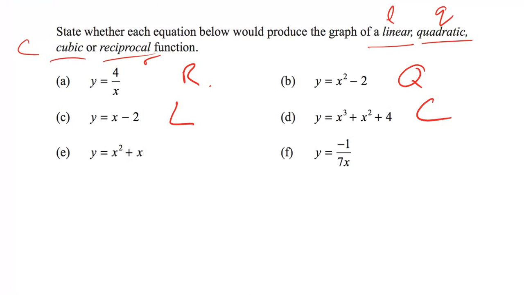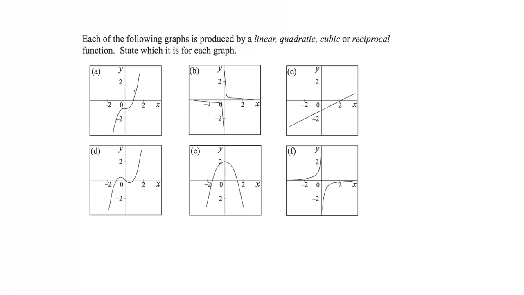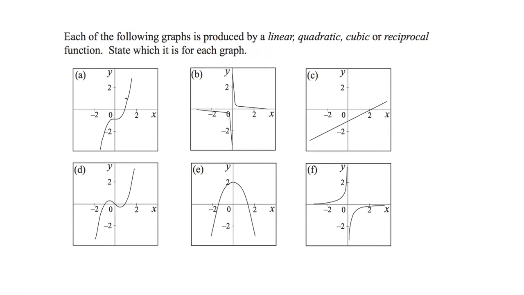D is a cubic function. E is a quadratic function. And F is a reciprocal function. So hopefully you can classify these yourselves. Let's move on and see if we can try a more challenging question. Right, so let's now do the same thing with graphs. We've got to decide if it's linear, quadratic, cubic, or reciprocal.